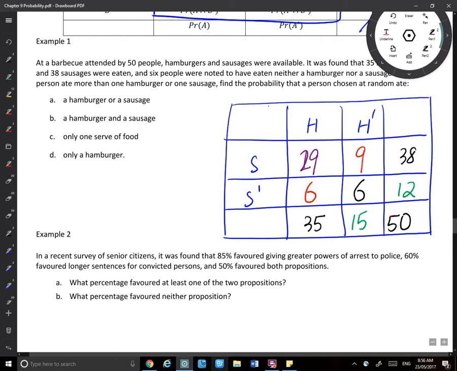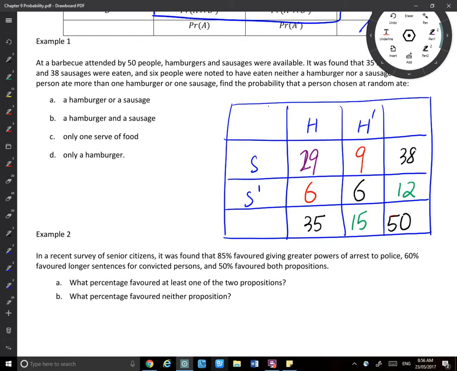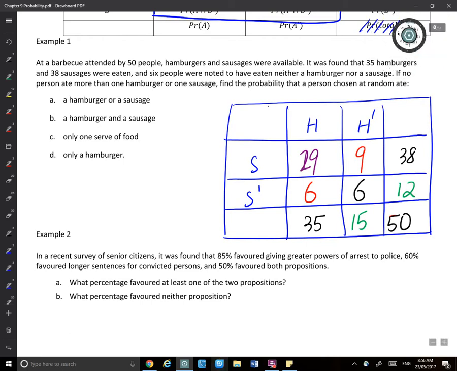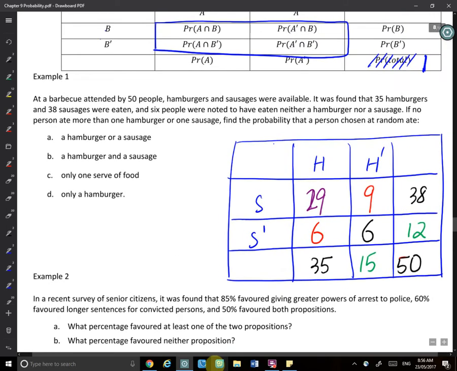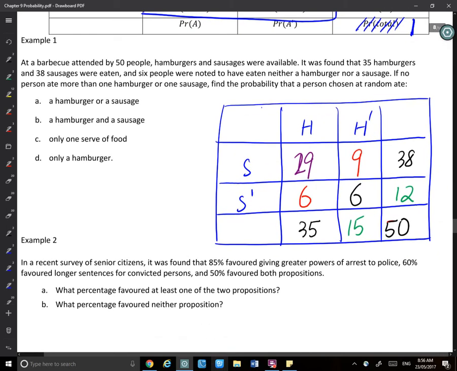After you put this number down, you need to check it vertically and horizontally. 29 plus 9 gives you 38, 6 plus 6 gives you 12, 35 plus 15 gives you 50. Adding vertically, 29 plus 6 gives you 35, 9 plus 6 gives you 15, 12 plus 38 gives you 50. Which is correct. So this table is correct.